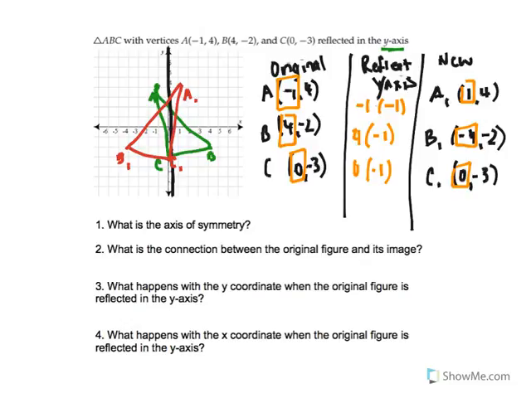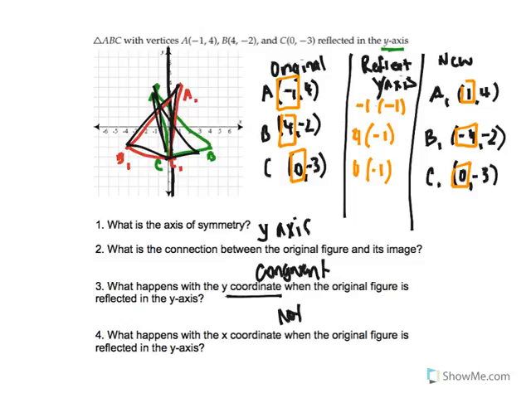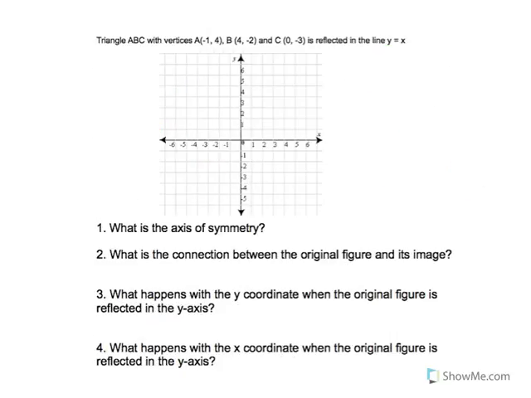What is the axis of symmetry? Y-axis. What is the connection between the original figure and its image? They're congruent. What happens with the y-coordinate when the original figure is reflected in the y-axis? Nothing. Stays the same. What happens with the x-coordinate when the original figure is reflected in the y-axis? We multiply by -1. All right.